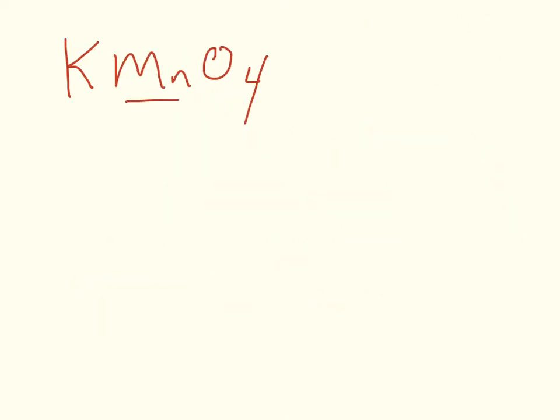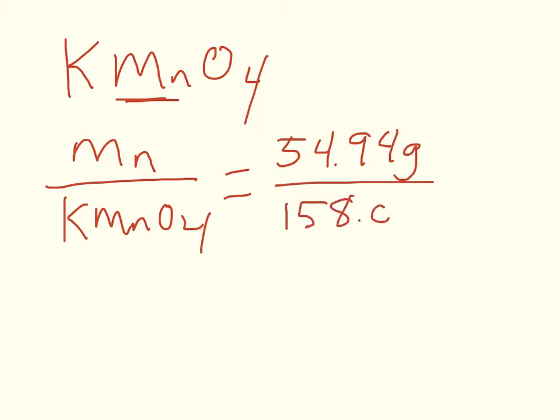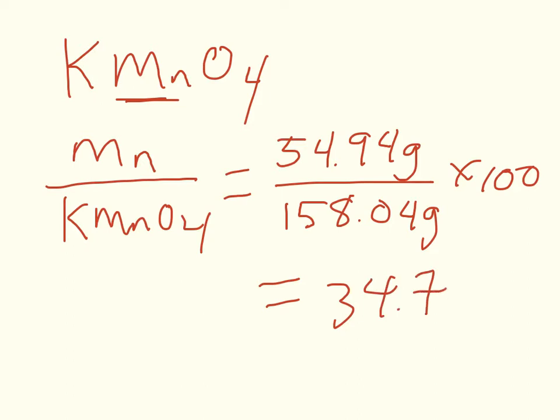Now if we're to find the mass percent of manganese, it'd be the 1 manganese over the KMnO4, and the mass of manganese is 54.94 grams, and again we go back to that KMnO4 number, 158.04 grams, multiplied by 100, and that equals about 34.76%.